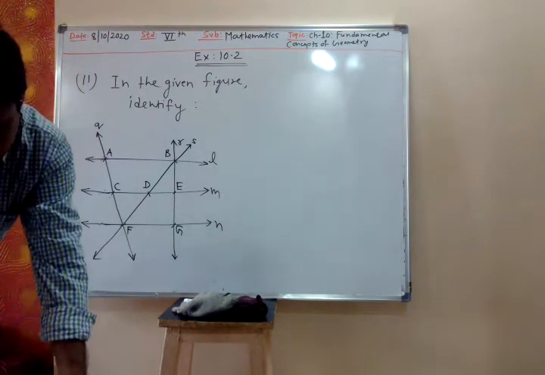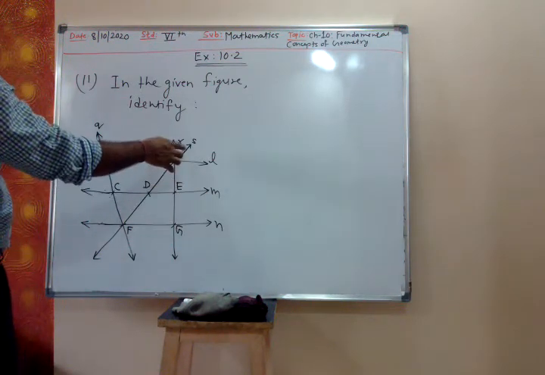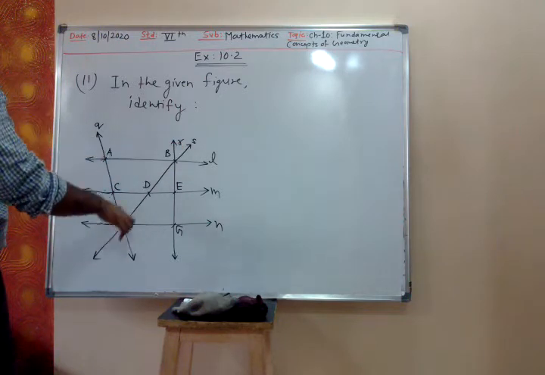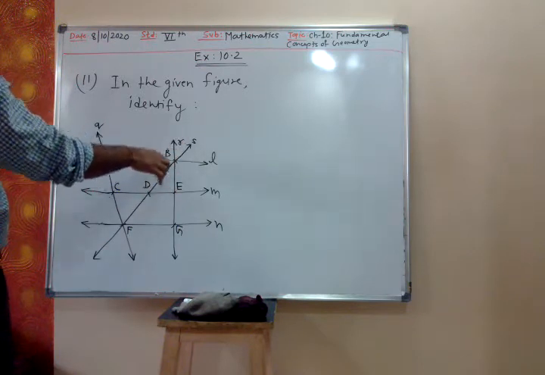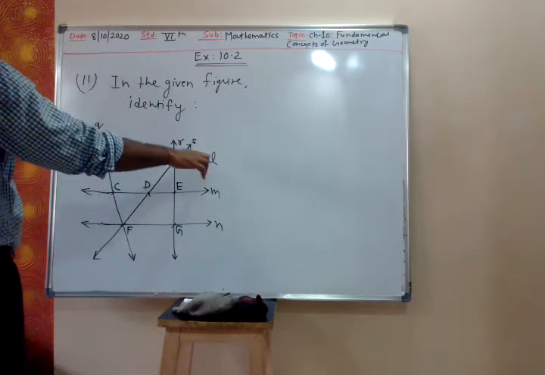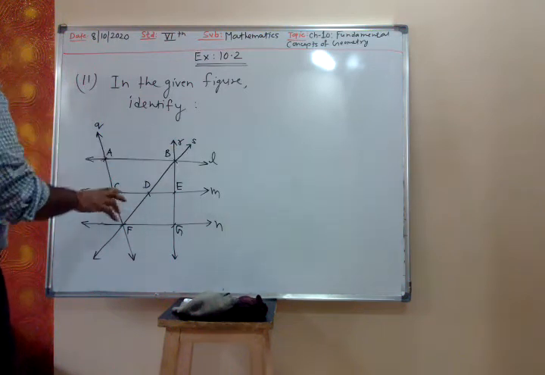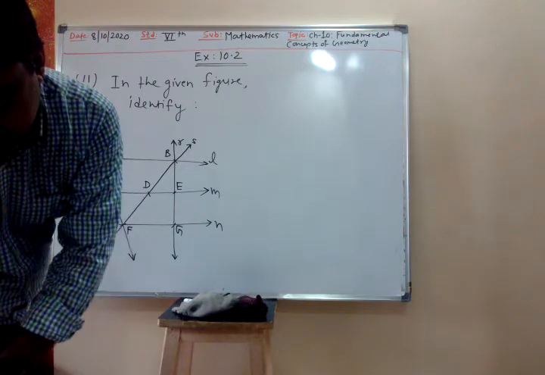First, there are 3 parallel lines, L, M, N. They are cut by the line RSQ. R line, S line and Q line. The 3 parallel lines are cut by RSQ. First, 3 pairs of parallel lines.